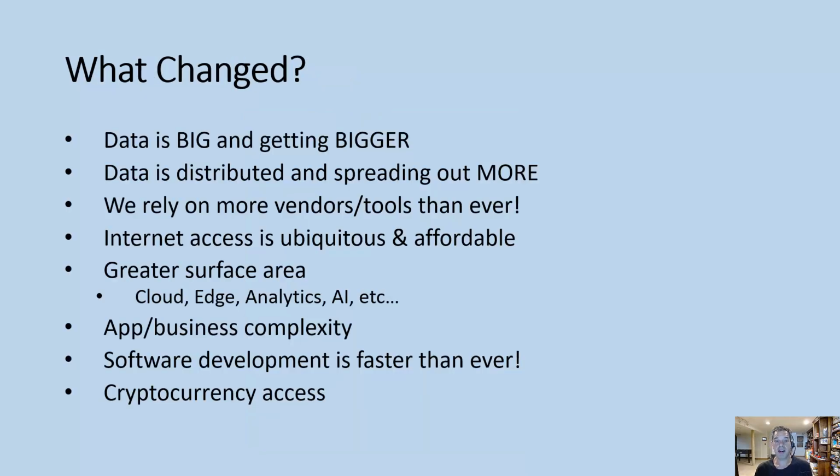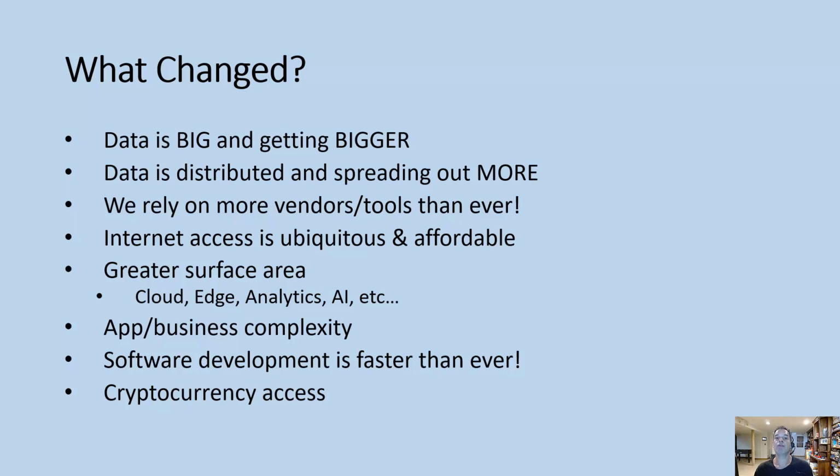What's changed between then and now? Why is it we used to be able to build a wall and be happy, and today we can't do that anymore? And there's many, many answers to that question. This is only some of them. One of the biggest is that our data is growing very, very fast. It's growing horizontally. That is, we have more databases, more data stores, more platforms to store our data in, more clouds to store it in.